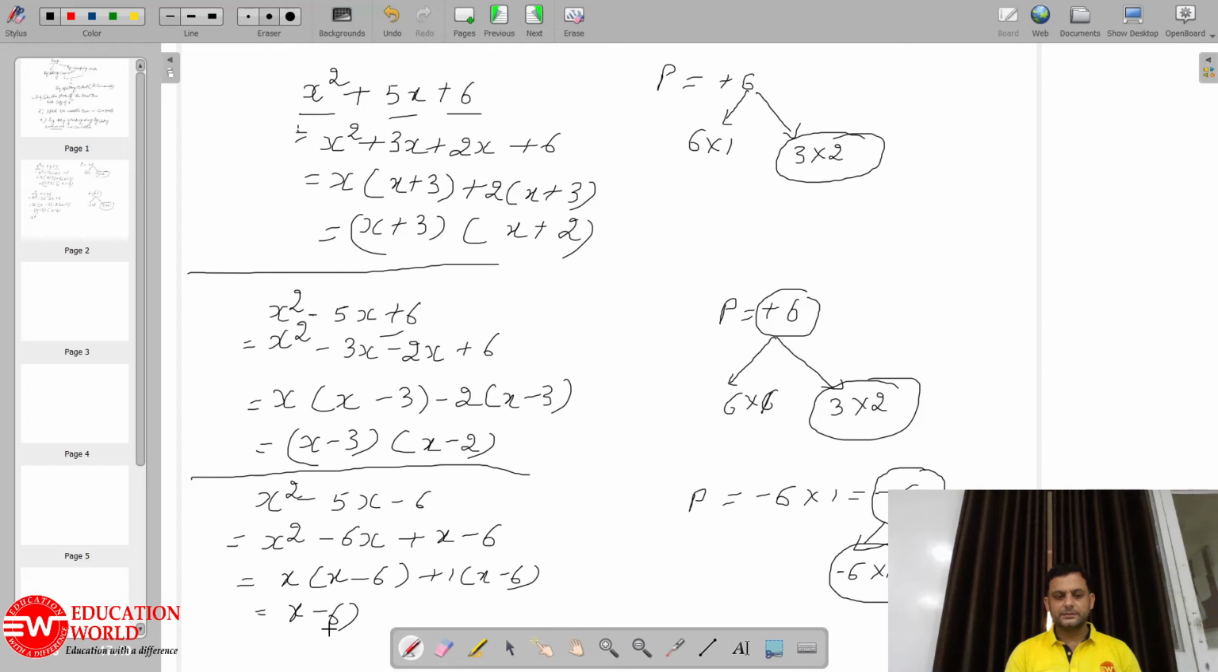So (x minus 6) times (x plus 1). From these two brackets, when you are forming them in each case you can see they are always the same if your splitting is correct. Here also you can see.